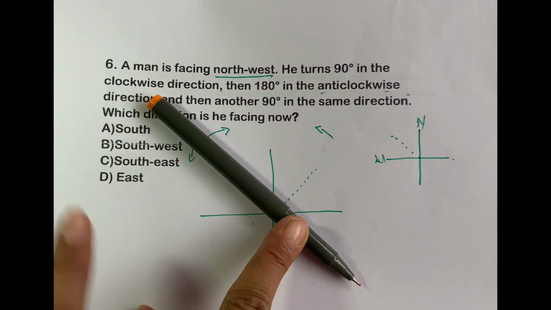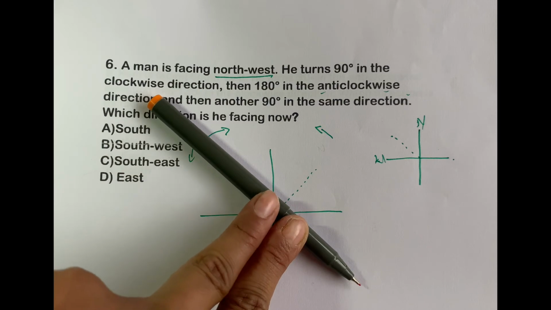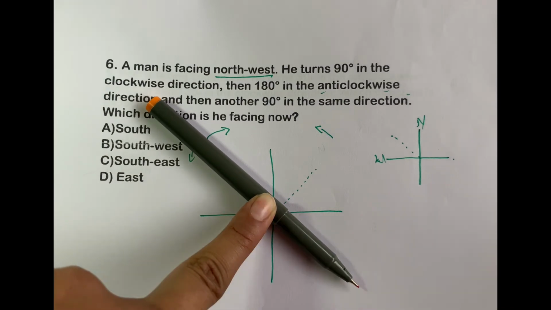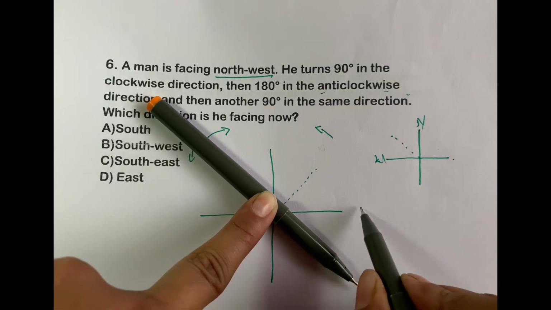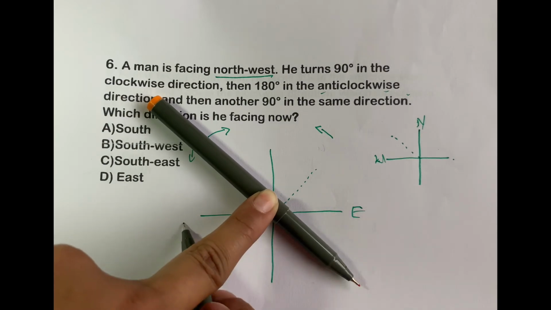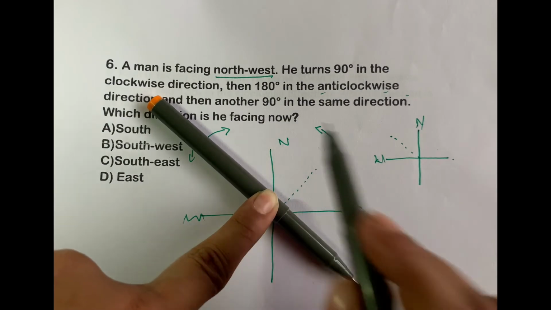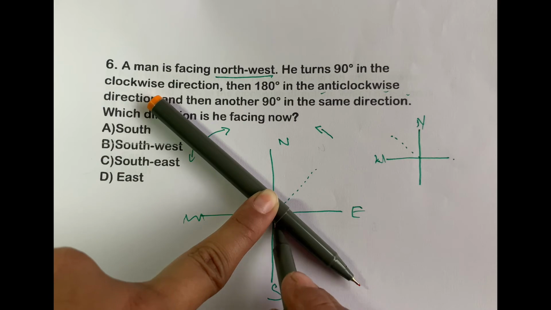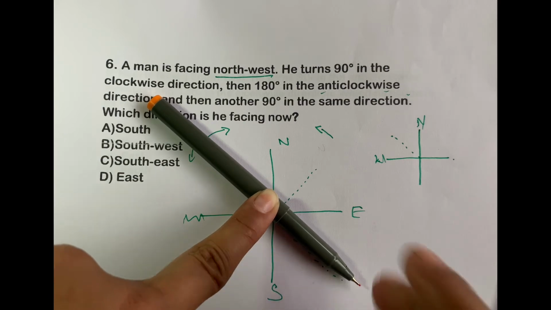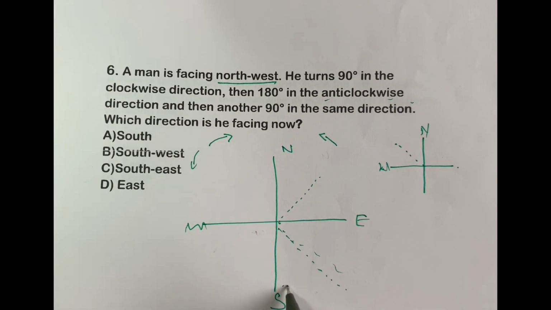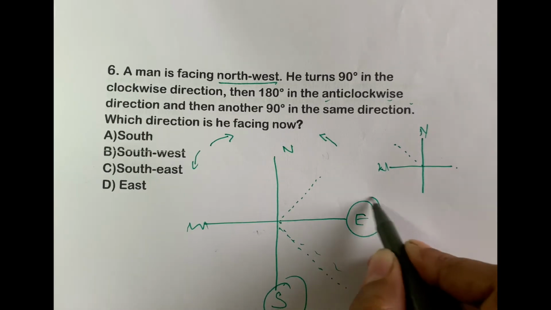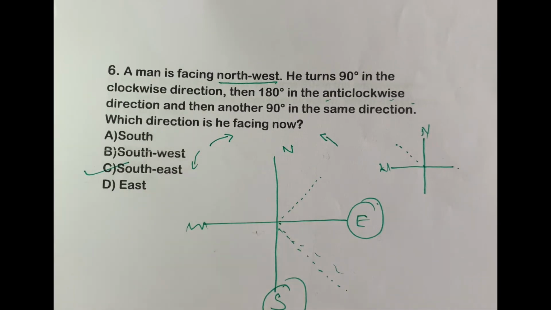Now, which direction is he facing now? So which direction is this now? See, this is east, west, north and south. So this is the current position. So definitely it should be southeast. So this is the answer.